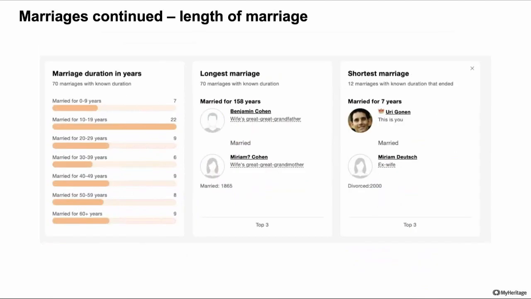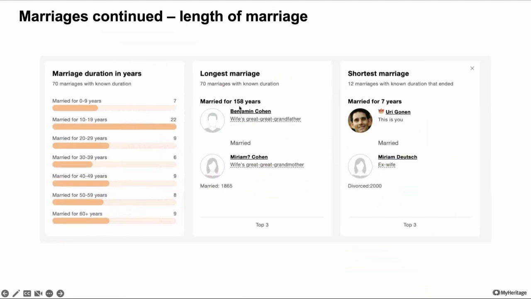Scrolling down in the marriage section, we also have the length of marriages. Marriage duration in years. So I have 7 people who were married for 0 to 9 years, a lot more with 10 to 19, and so on. So basically I know when the couple got married, and then either they got divorced or one of them passed away. So that would be how many years they are married or were married.